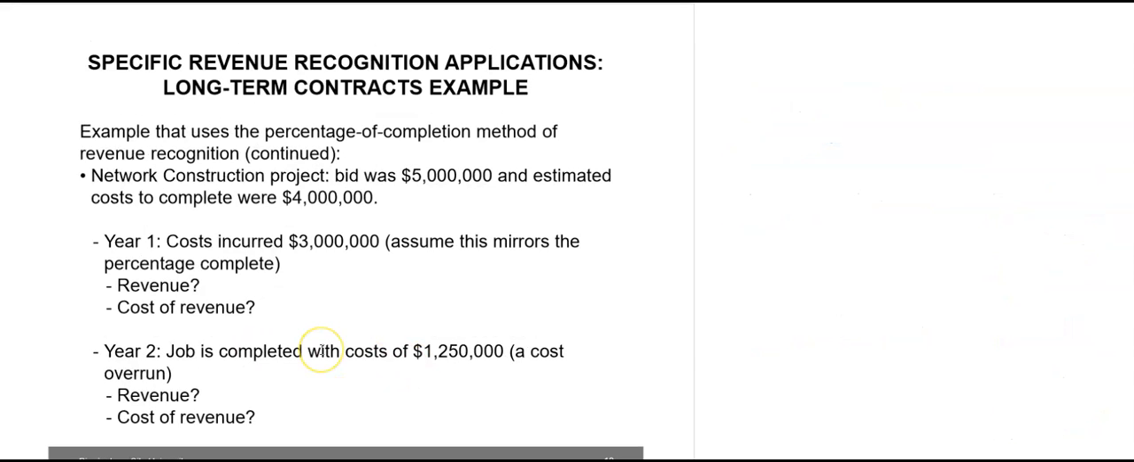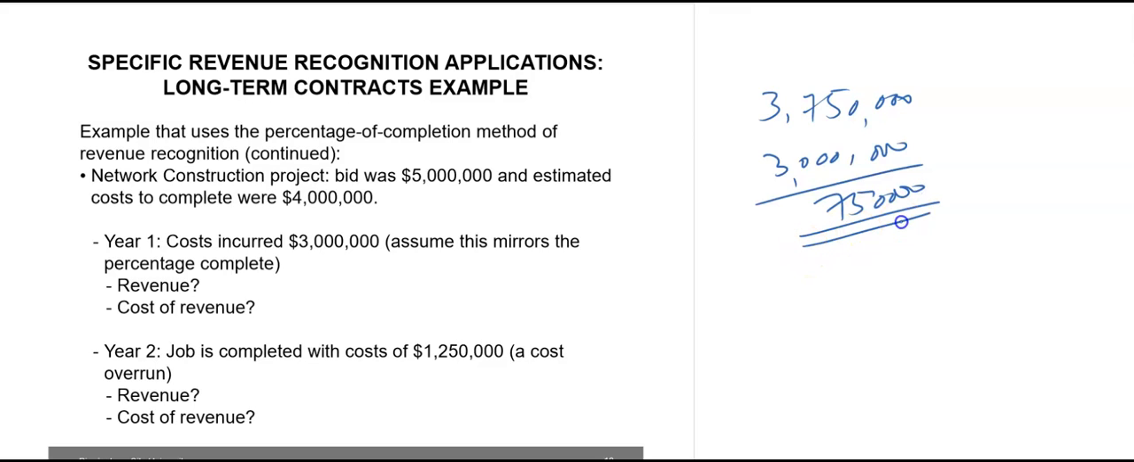Now here we are having the same example with the modification that in year 2 the job is completed incurring a total cost of 1.25 million rather than 1 million. In this case, the revenue and cost reported in the first year will remain the same, that is 3.75 million in revenue and 3 million in cost, that is 750,000 in profit. However, the year 2 revenue will be the same, but the cost will also be 1.25 million, which will make the second year reported profit equal to 0.